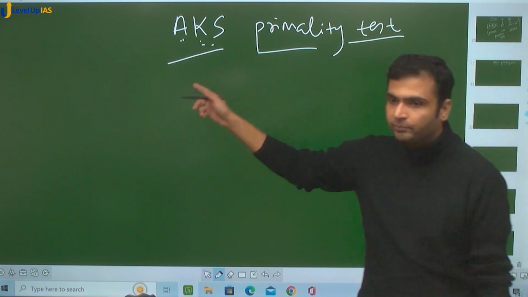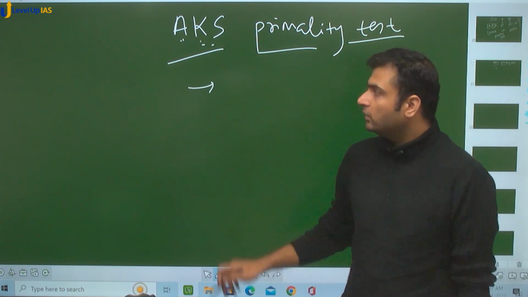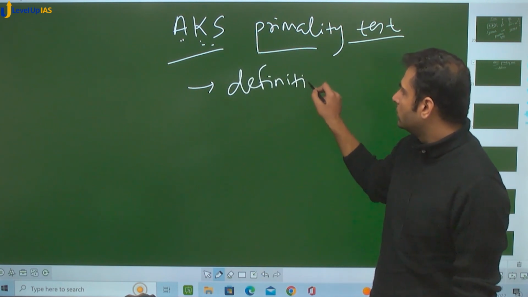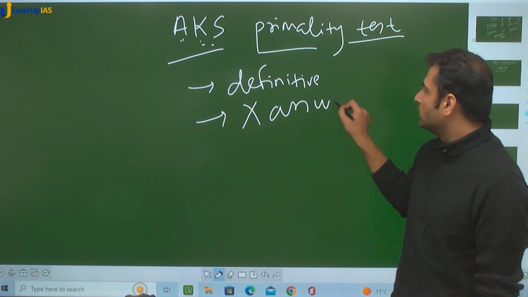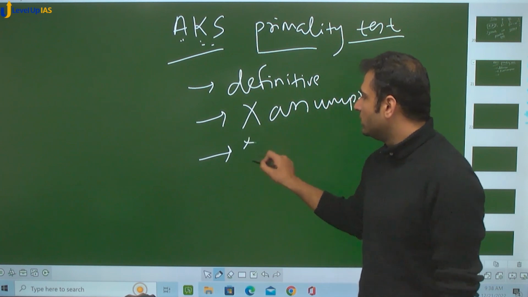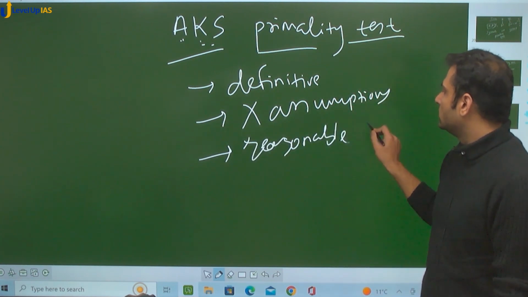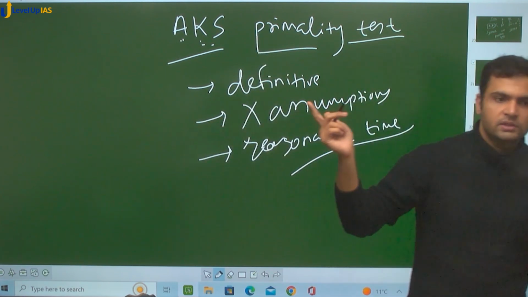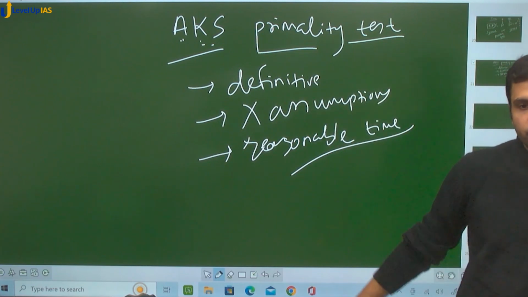This test came out, and this is the way to tell if a particular number is prime or not in a definitive way, without making assumptions, no assumptions, and with reasonable time. This particular result is considered as one of the foremost results of the 21st century.